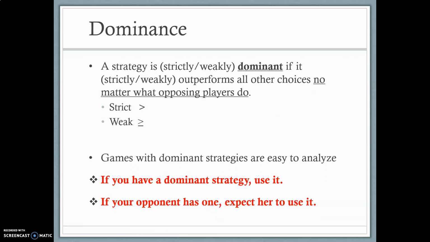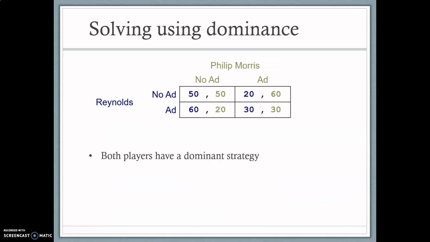So this slide is just an overview of what we have discussed till now. A strategy is dominant if it outperforms all other choices, no matter what opposing players do. Strict is always greater than, and weak is always used choosing greater than or equal to. Games with dominant strategies are easy to analyze. If you have a dominant strategy, use it. If your opponent has one, expect her to use it, right?